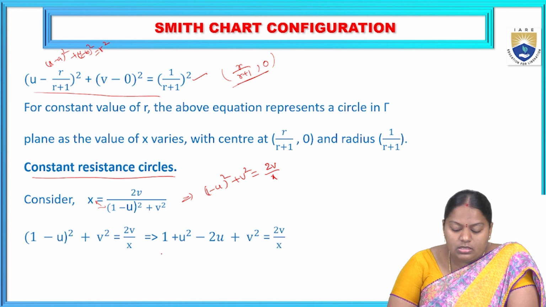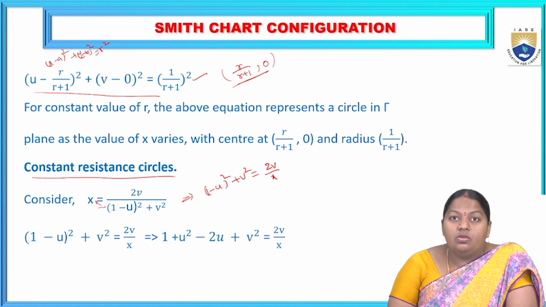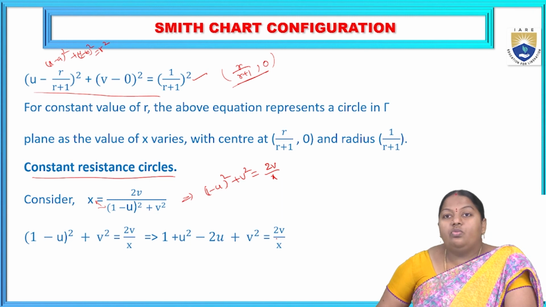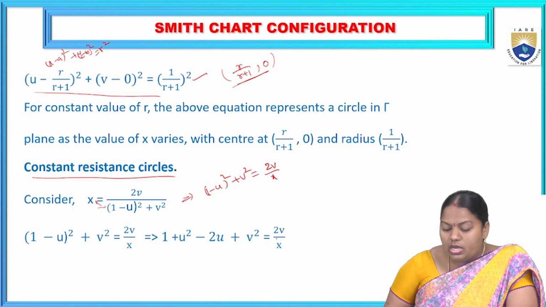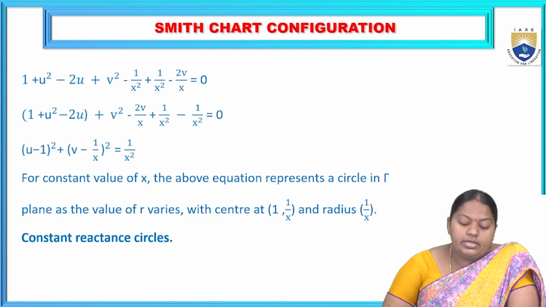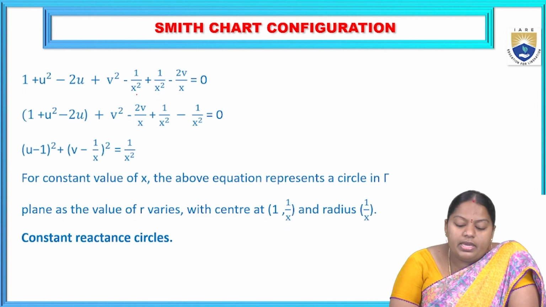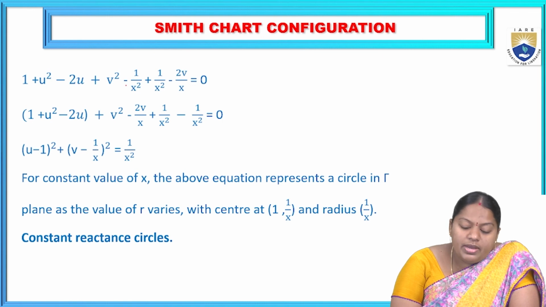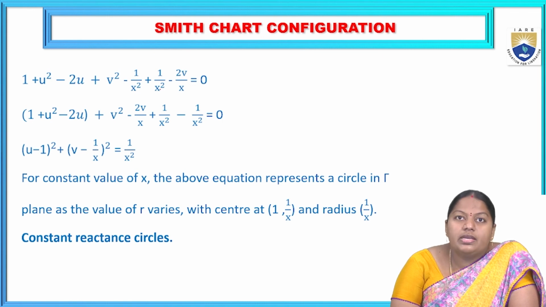Now expand this (1 minus u) whole square in the (a minus b) whole square form. It becomes a square as 1, b square as u square, minus 2ab as 2u, plus v square equal to 2v by x. To write the circle form, we are going to add 1 by x square on both sides, that is, minus 1 by x square plus 1 by x square.